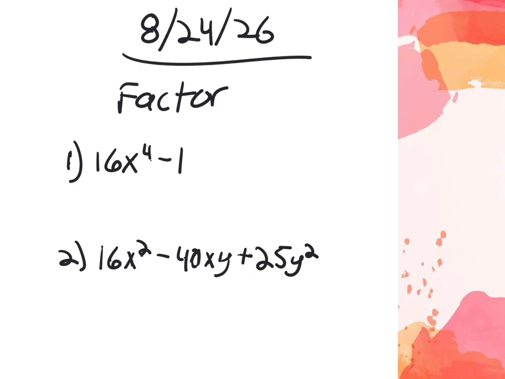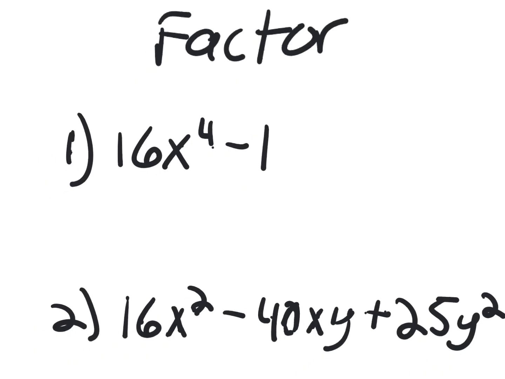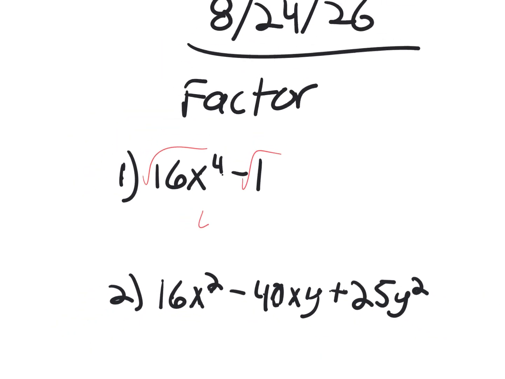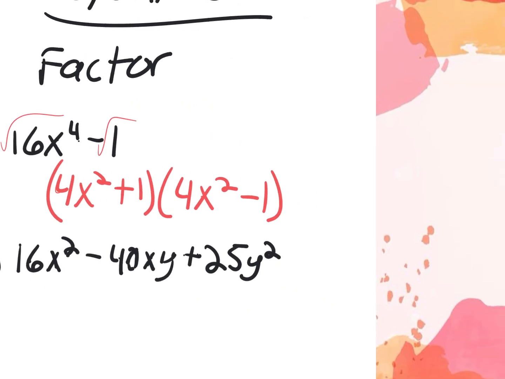Okay, let's get started. So 16x to the fourth minus 1. Did we think of anything for this one? So yeah, these are both perfect squares. 16x to the fourth and 1 are both perfect squares. So when you take the square root of each of these, you should get, let's see, 4x squared plus 1, and then 4x squared minus 1.